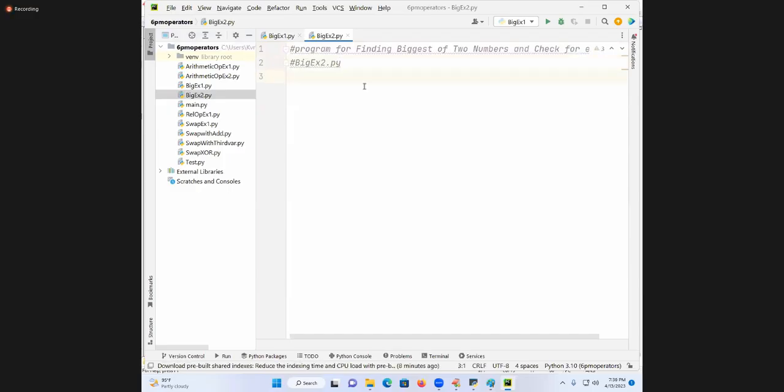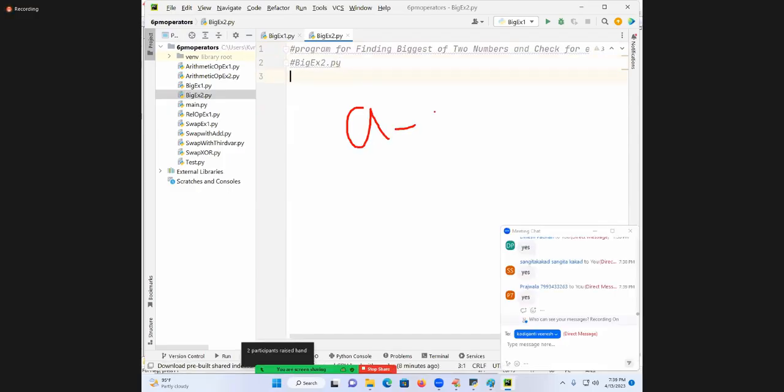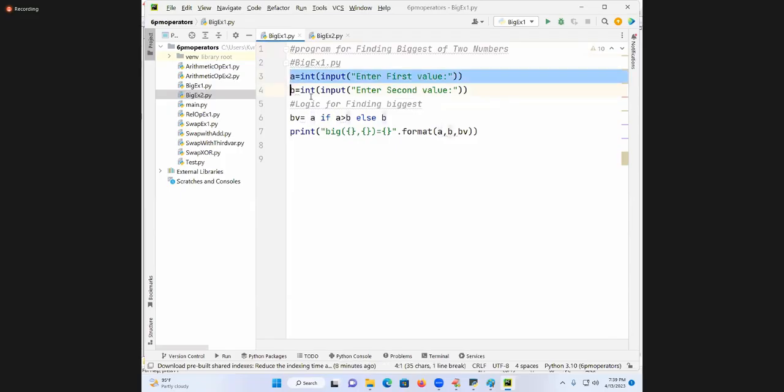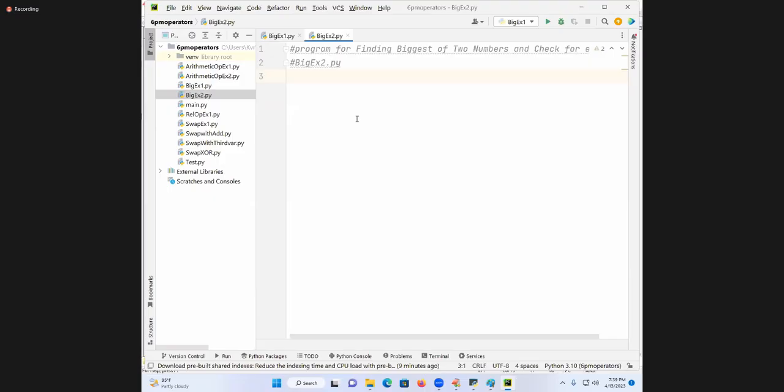Right. Come on, how many conditions do I have? A is the bigger one, one condition. B is the bigger one, one more condition. Equality, one more condition is there. Start. Same thing. How many values will I accept? 2 values I will accept. Okay. Logic for finding the big one, and for what? Equality. So, how many things do I have to compare? 2 I will compare, 3 results will come.